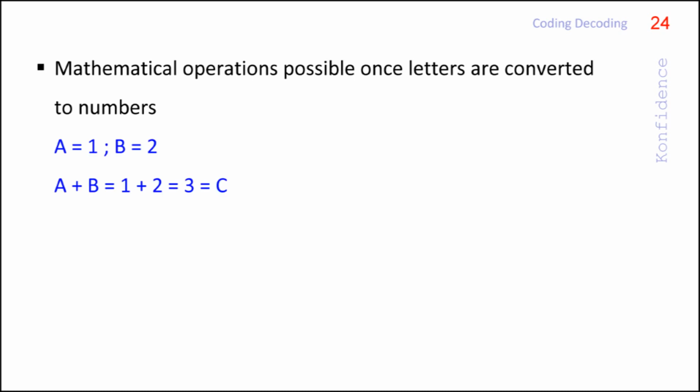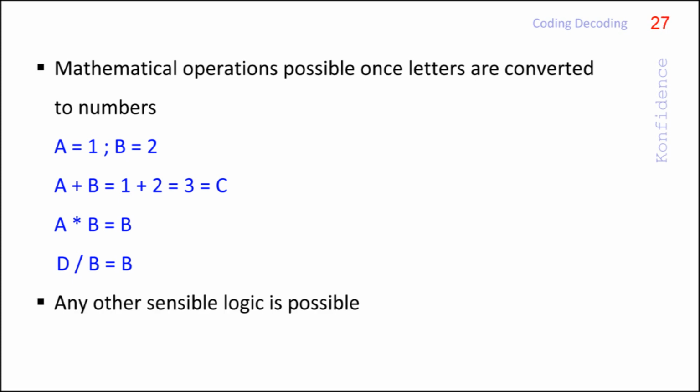After the alphabetical coding is done, all mathematical calculations can be done based on the number of the alphabets. Example: A plus B equals C. A is the first letter, B is the second. 1 plus 2 equals 3. C is the third letter. A into B equals B. A equals 1, B equals 2. 1 into 2 equals 2, which is B. Similarly, D divided by B equals B, and so on and so forth.